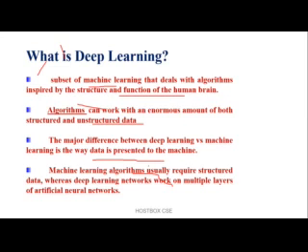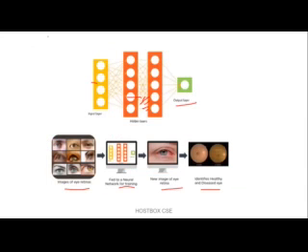Let's remember, machine learning algorithms usually require structured data, whereas deep learning networks work on multiple layers of artificial neural networks. Remember. So let's see the diagram. It's a very important basic diagram. Understand this diagram: in deep learning there is an input layer, hidden layers, and an output layer.